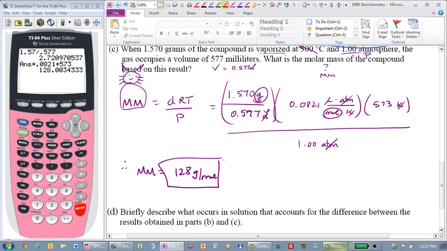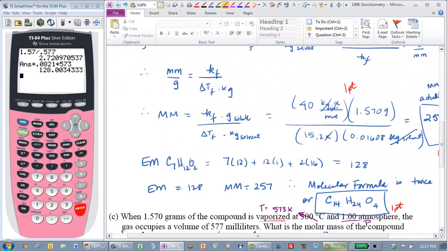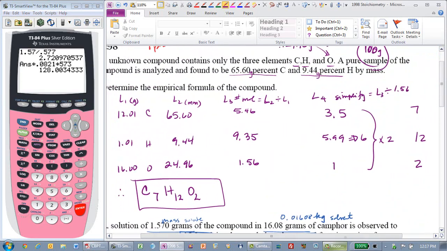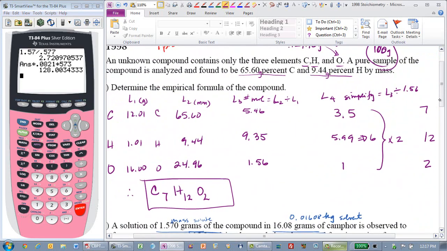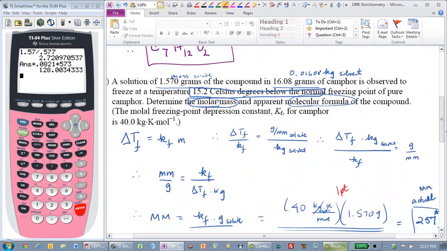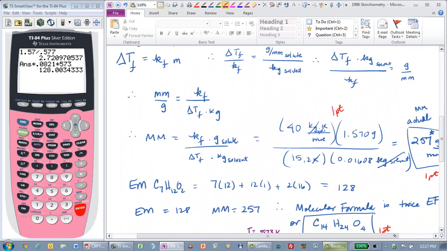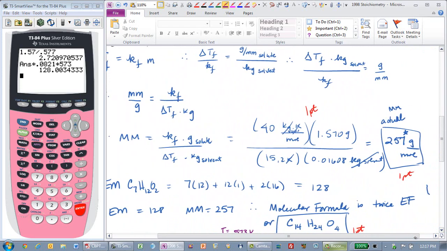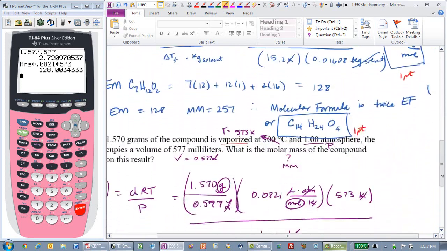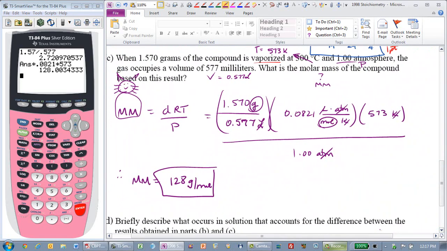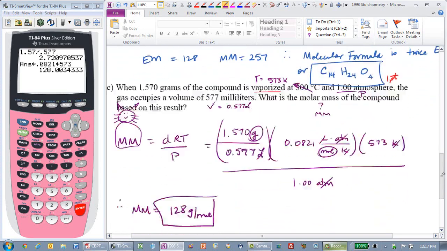Now let's recap what we've done. They had us figure out, way back up here, an empirical formula, C7H12O2. Then they gave us a long way, but a scientifically sound way, to figure out the molar mass a different way, and it was twice that. Then you come back and you find the molar mass yet another way, using the density of the gas, and you find out it's back to 128. What gives? What is the deal? Well, that's what the last part's about.